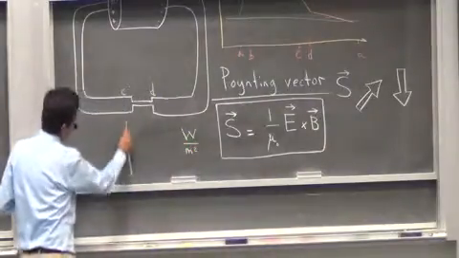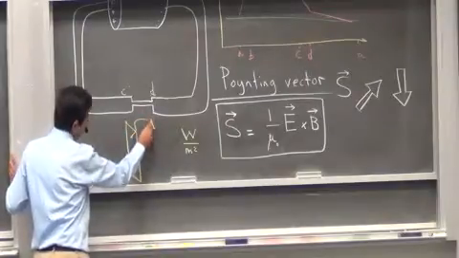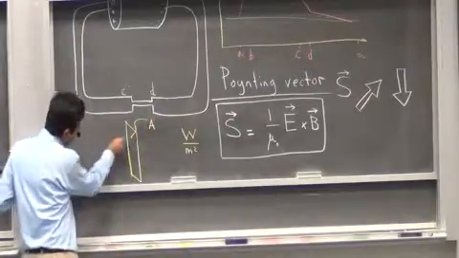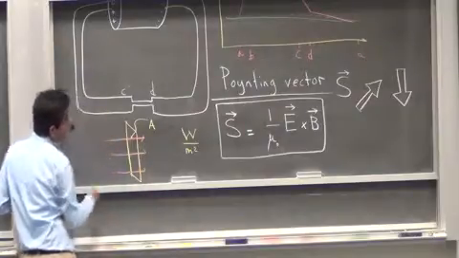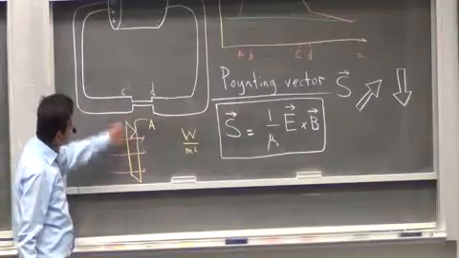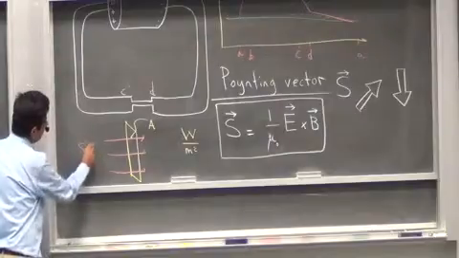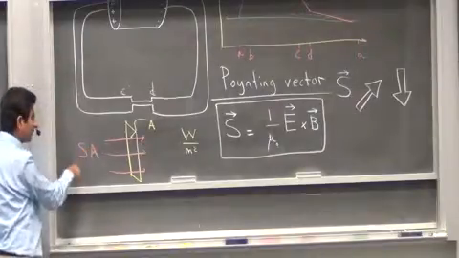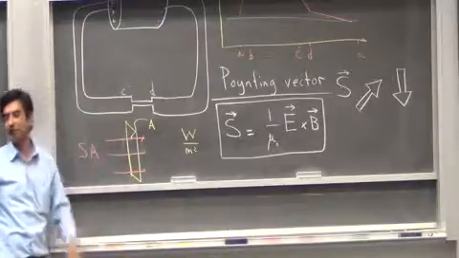So if I have some area A, and the Poynting vector is pointing in this direction and is normal to the area, then the total power that goes across this boundary is going to be S times A. S is per unit area, I multiply with the area. This is the total power in watts that goes across this surface.